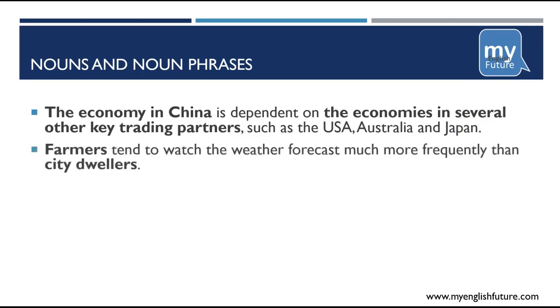Farmers tend to watch the weather forecast much more frequently than city dwellers. This is just a simple plural noun here, and again, farmers or city dwellers. You can't write, farmers watch the weather much more frequently than people who live in the city. Well, you can, but it won't get you a high score.